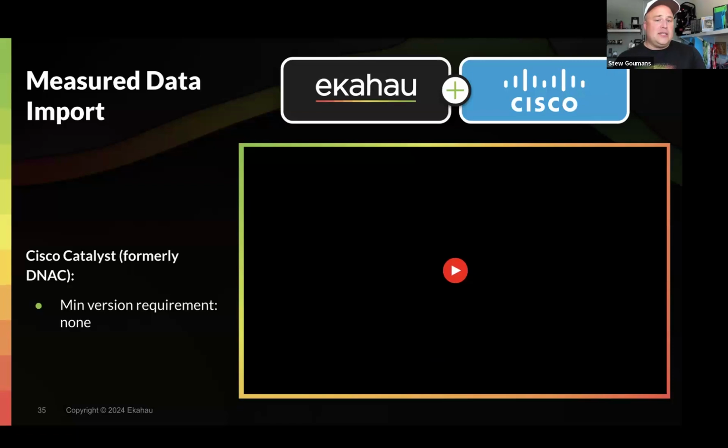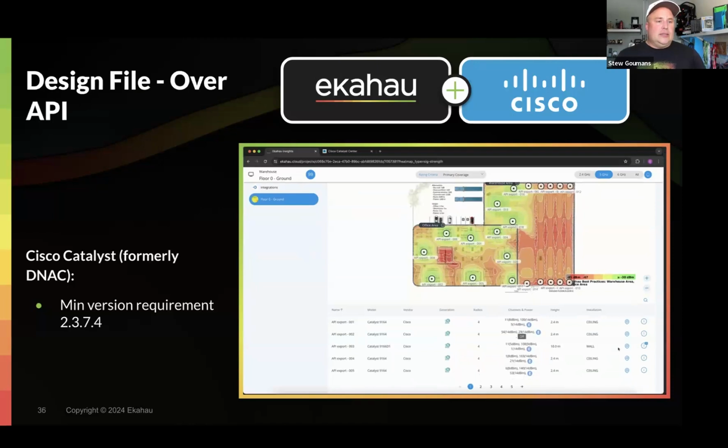You can specify the model and the antenna. We see the AP and the MAC address, but we can also do some additional settings on there, which is actually super cool.